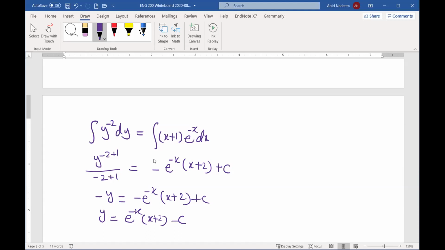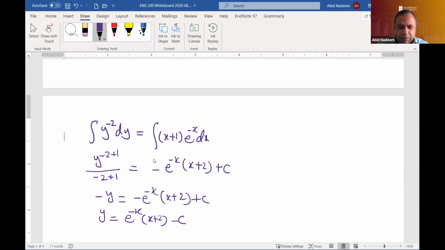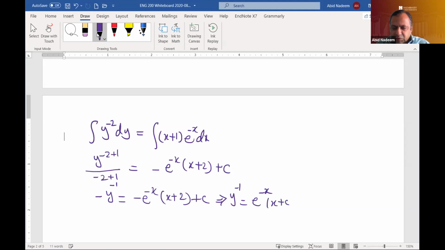Sorry, Professor, isn't it minus 1 to the power of minus 1? Yes, it is minus 1. So here I made some mistake. Okay, let me correct it. So it was like this. Now it is minus y power minus 1, which will be equal to e power minus x into x plus 2 minus c. So in this case, what you can see is e power minus x into x plus 2 minus c. Okay, so this is the answer.